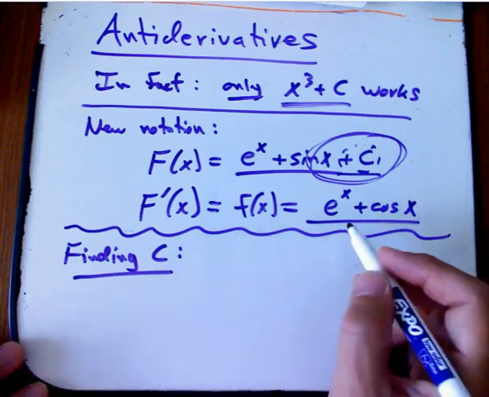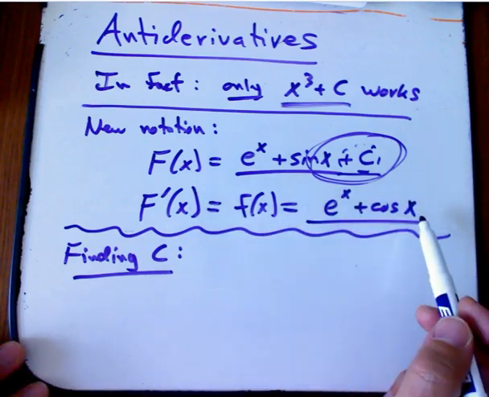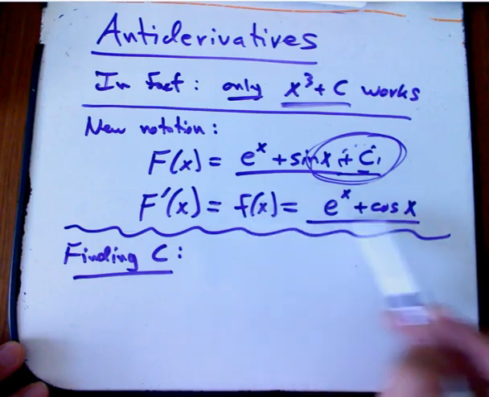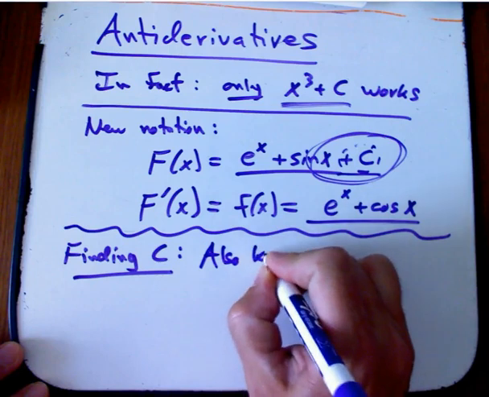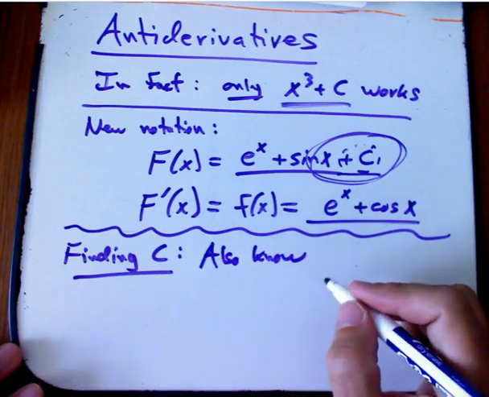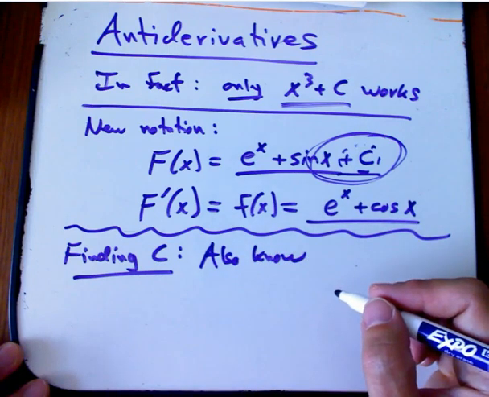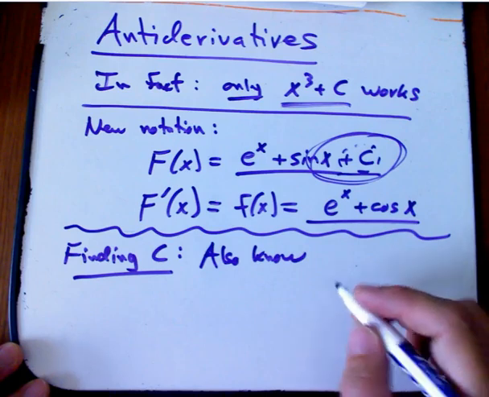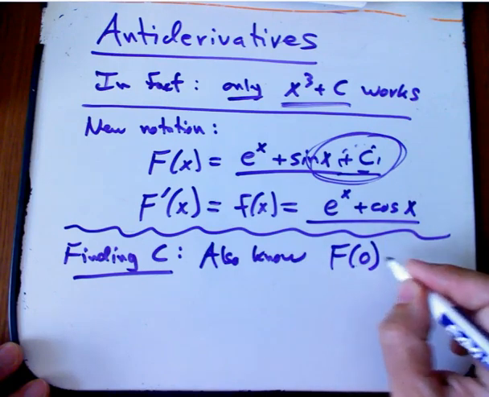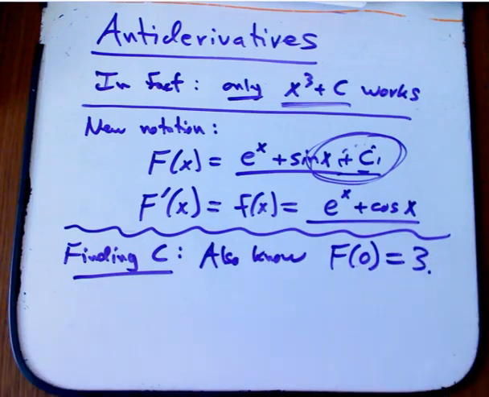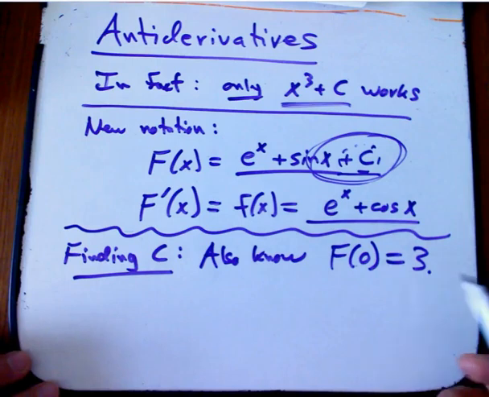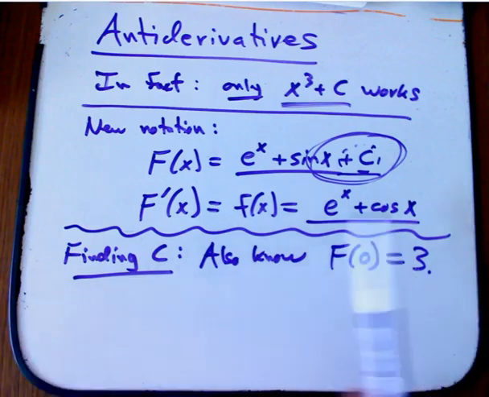But here, suppose we knew this about our mystery function big F. Its derivative is little f, which is e to the x plus cosine x. Suppose we notice, looking back at the book, that the only thing we directly know about big F is that its value at x equals 0 happens to be 3. We're not given anything else about big F directly. We're given its derivative, and we're given one value of the function. It's a very common situation, and that will allow us to find out what big F is.